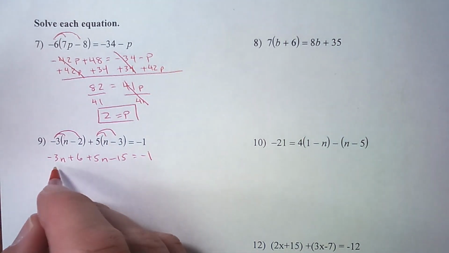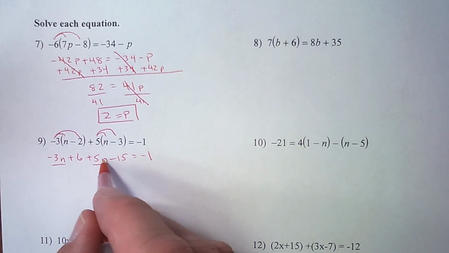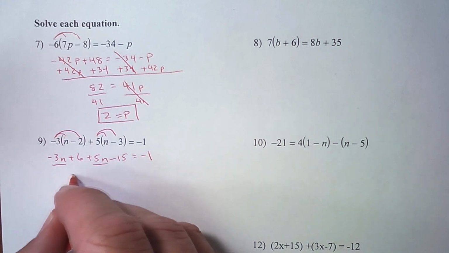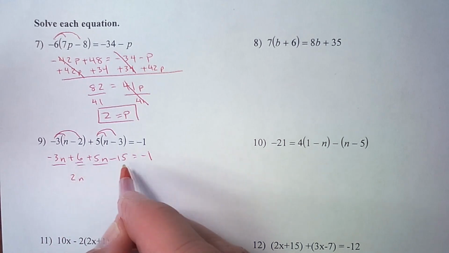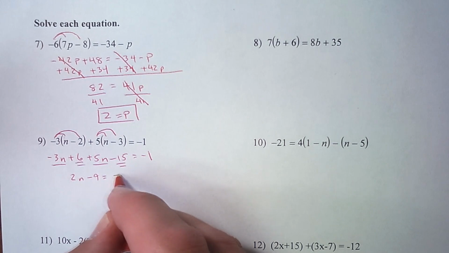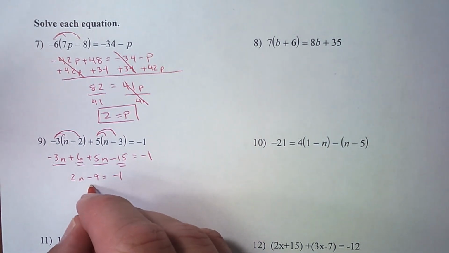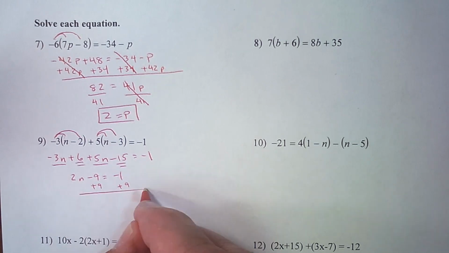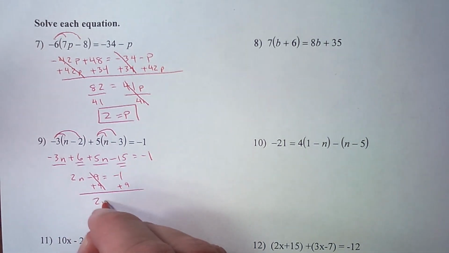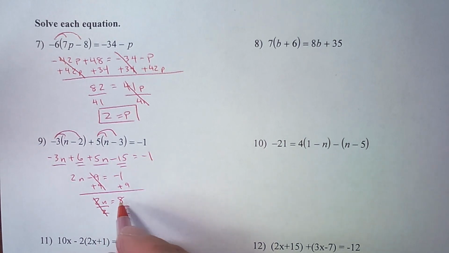Okay, now let's combine some like terms. Negative 3n and 5n are like terms. Negative 3 plus 5 is 2, so that's 2n. And then 6 minus 15 is negative 9, equals negative 1. Okay, now we're going to add 9 to both sides. So we get 2n equals negative 1 plus 9 is 8. And divide both sides by 2. 8 divided by 2, n equals 4.